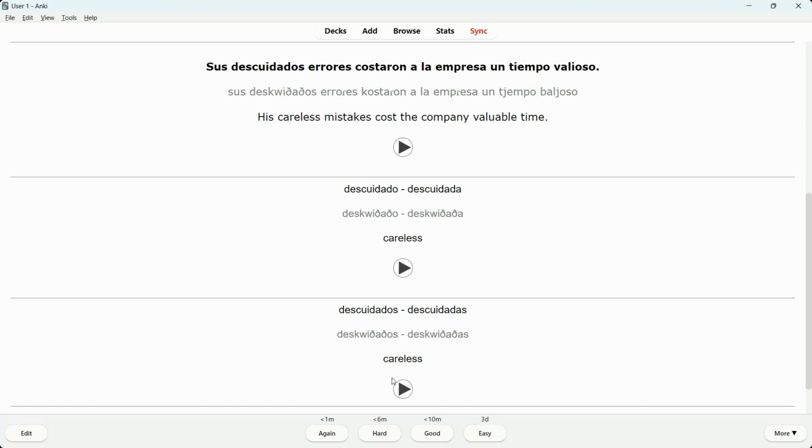And again, we see the same thing. We have the singular area, we have the plural area. This is singular masculine, singular feminine. This is plural masculine, plural feminine.